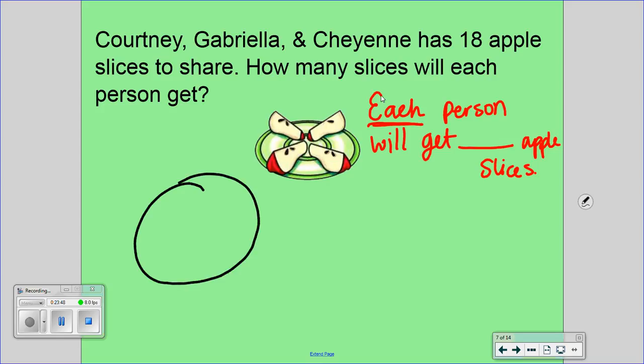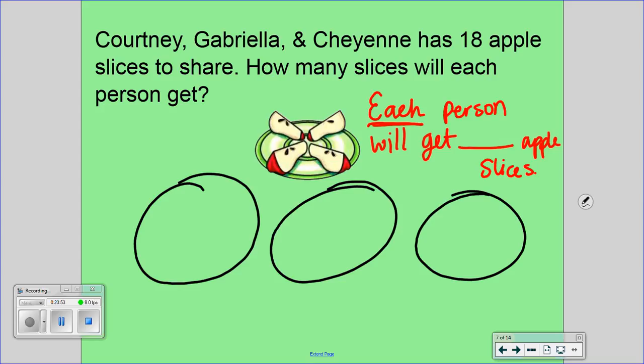Here's Cheyenne, here is Gabriella, and here is Courtney. They're going to deal out their apple slices. Is Gabriella going to get 10 and Courtney only going to get 2? No. Division is fair. Gabriella cannot get 10 and Courtney only get 2. That is not fair. Division is fair.